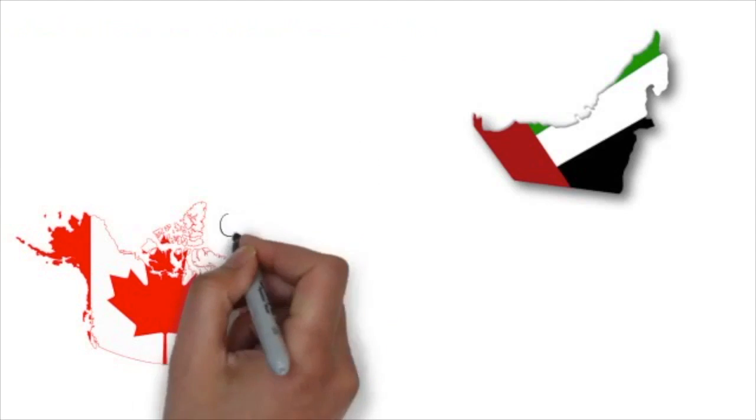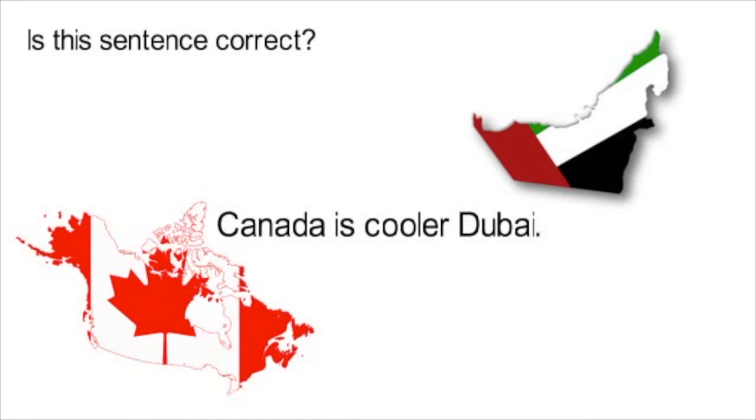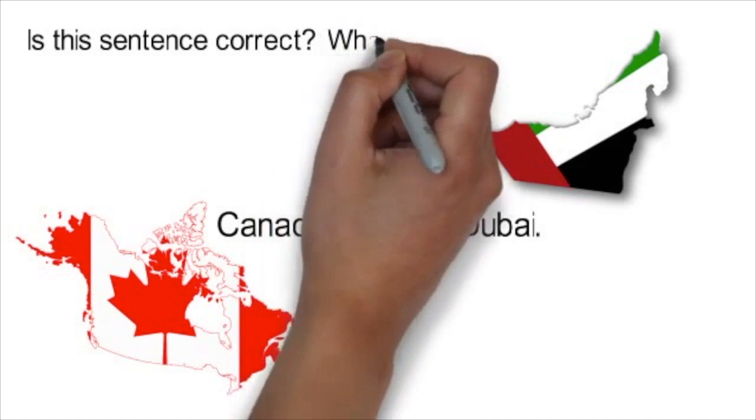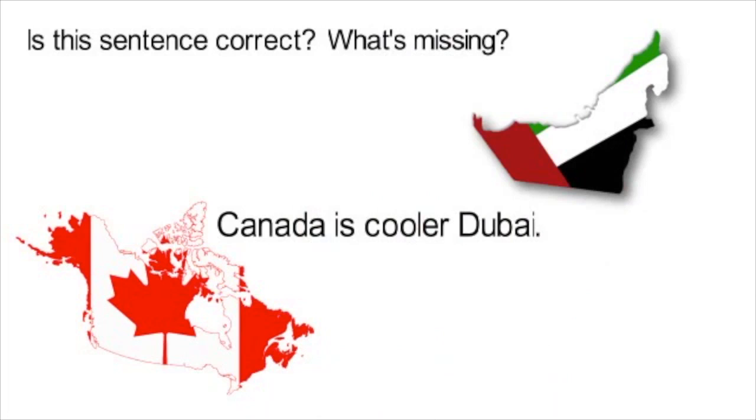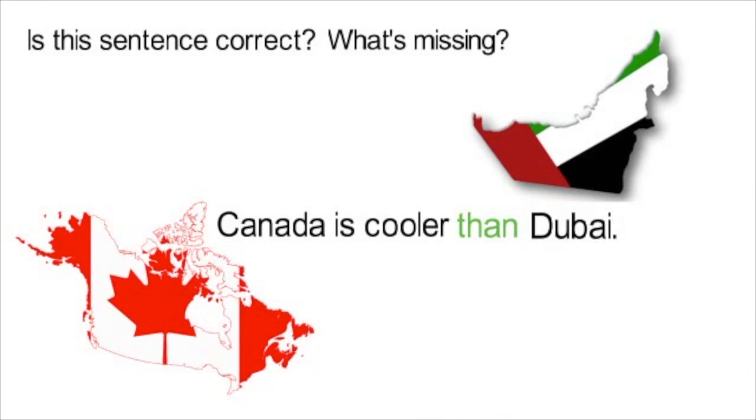What about this sentence? Canada is cooler Dubai. Is this sentence correct? What is missing? That's right, than is missing. Cool, which ends with a vowel and a consonant, is spelt correctly. We just add ER. But than was missing. The sentence should be, Canada is cooler than Dubai.